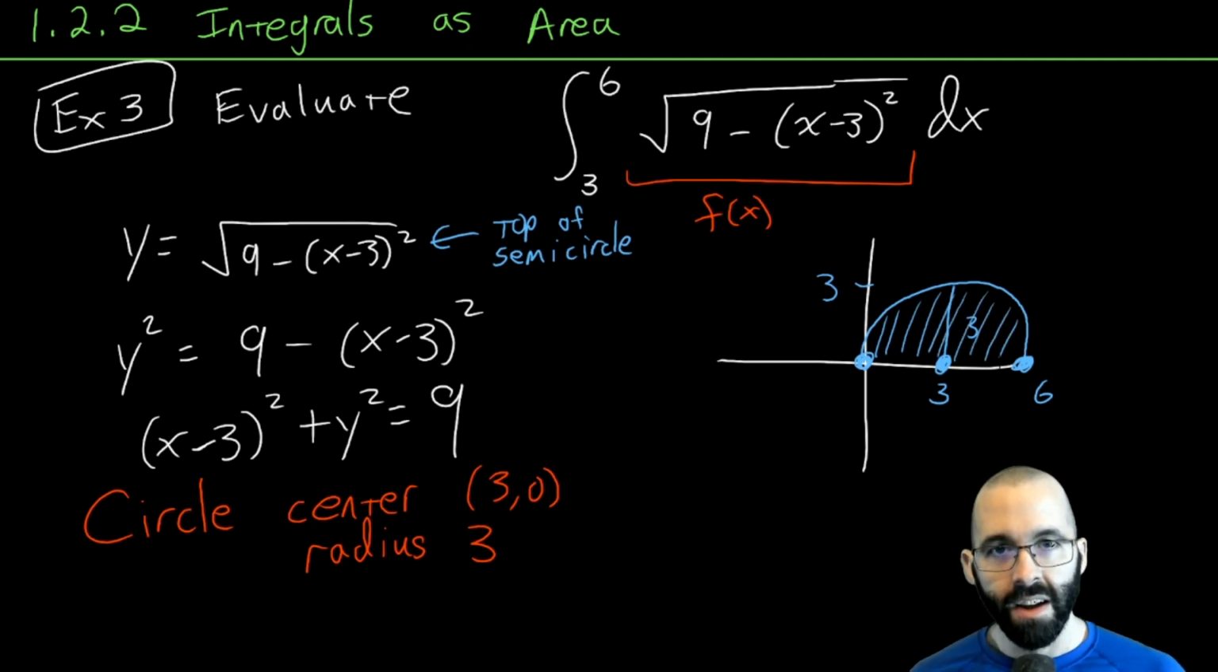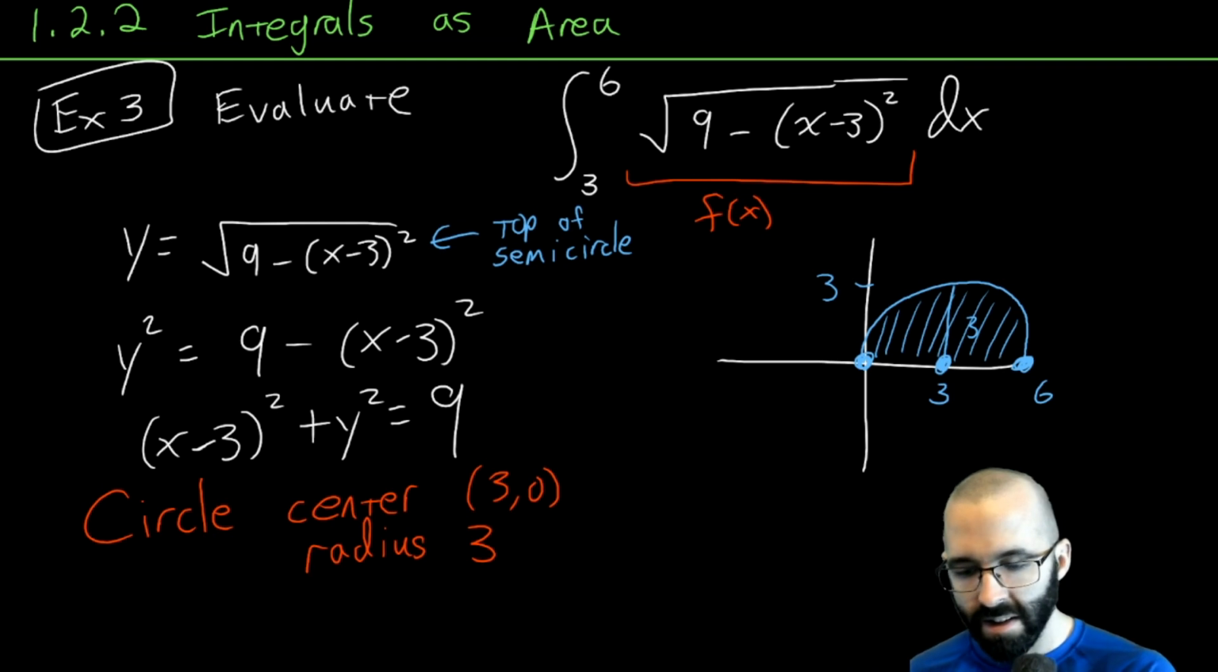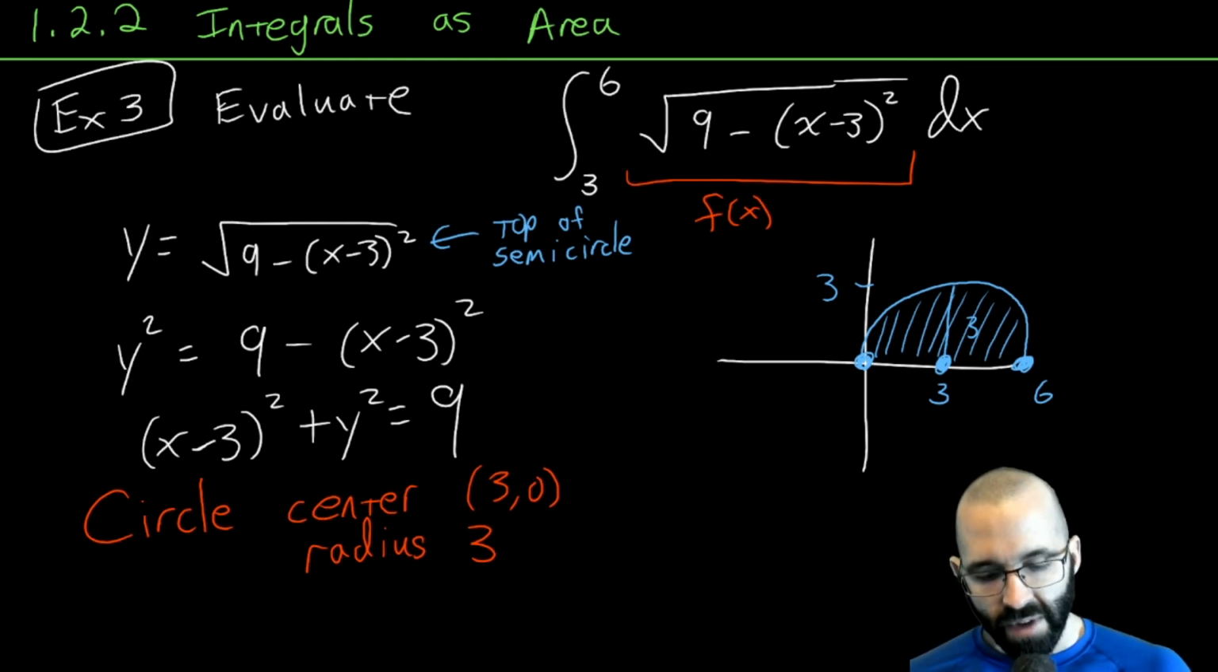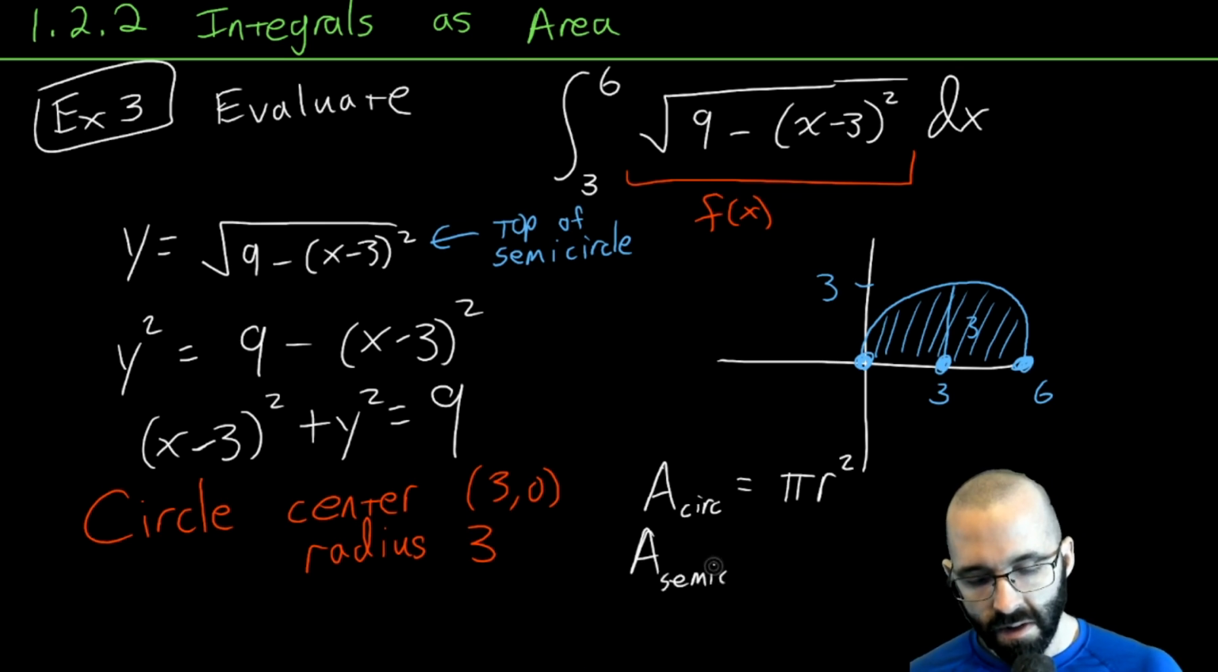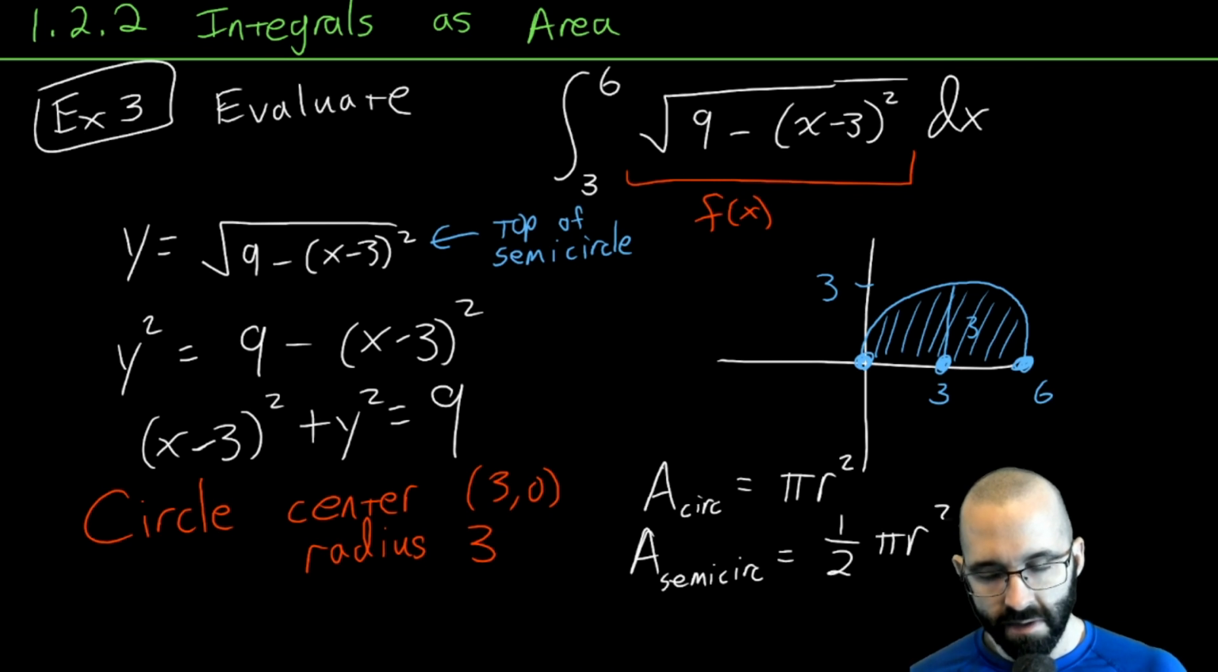Well, you can find that. What's the area of a circle? Well, the area of a semicircle will just be half of that. So that's all we have to do. Area of a circle is just pi times the radius squared. And we just want a semicircle, so just cut that area in half. Plug in 3 and you're done.